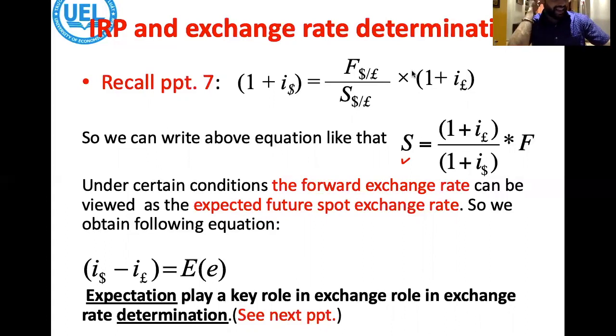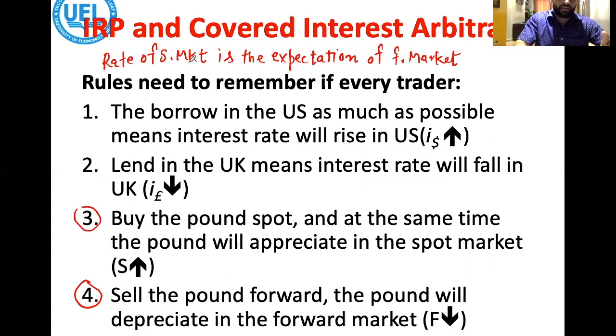Now next is the expected future spot exchange rate. As I said, when we are entering a contract for the future, we have one expectation towards the spot price. By looking at the expectation of the spot price, we make a decision whether we should enter a forward contract or just use a spot rate. So the idea is that the forward rate depends upon the expected rate of spot markets. That's what I explained here.